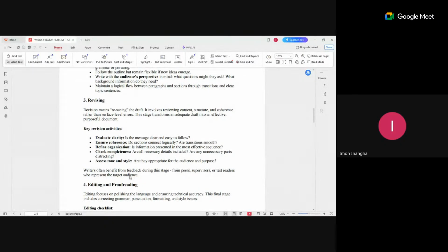Now, ensure coherence. Do sections connect logically? Are transitions smooth? Those are questions you need to ask yourself. Refine organization. Is information presented in the most logical sequence?